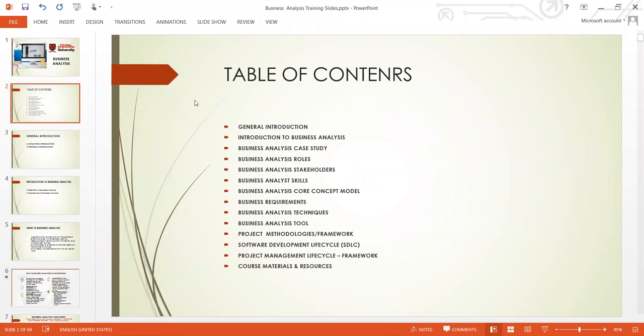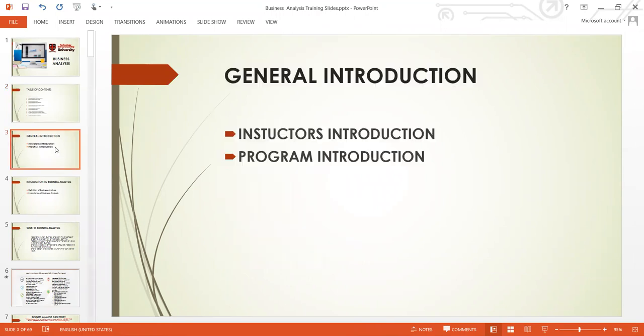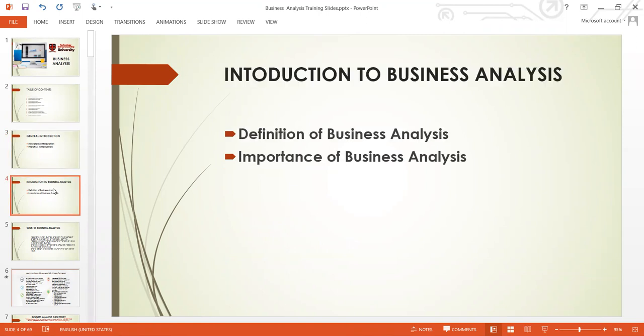We have a table of contents on how we are going to achieve our deliverables in this module. Introduction, you already know me, there's no need of introducing myself again. What we need to do now is to properly go into the introduction to business analysis, and from there we keep rolling. We're going to look at the definition and the importance of business analysis and other things.